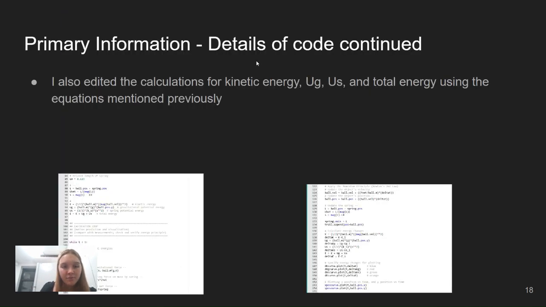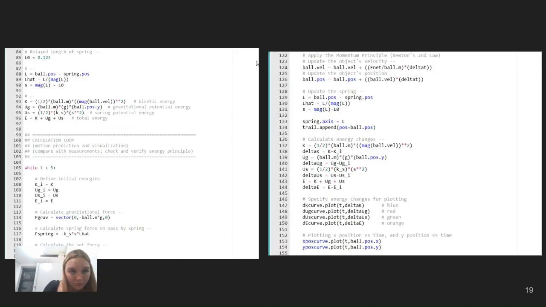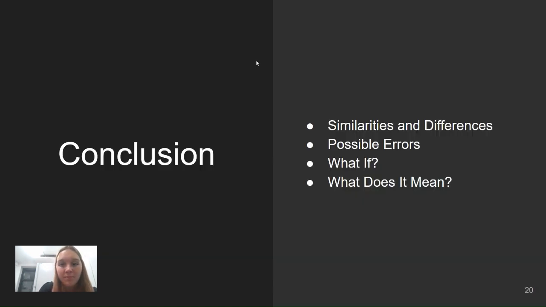Here's my code. I also added the calculations for kinetic energy, gravitational potential energy, spring potential energy, and the total energy using the equations mentioned previously. Here's my code up before. You can see on the right where it calculates energy changes, and on the left you can see more energy changes and L hat and L.